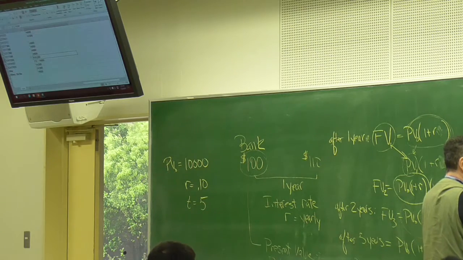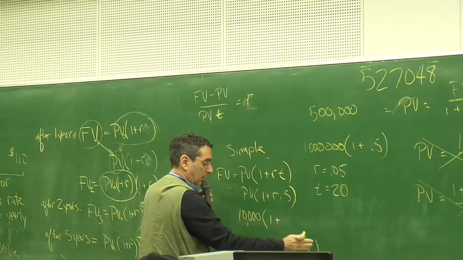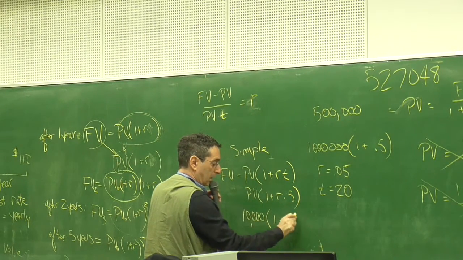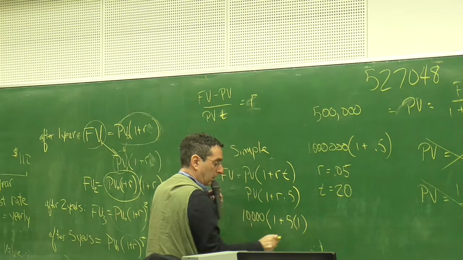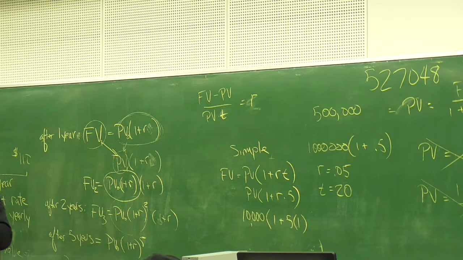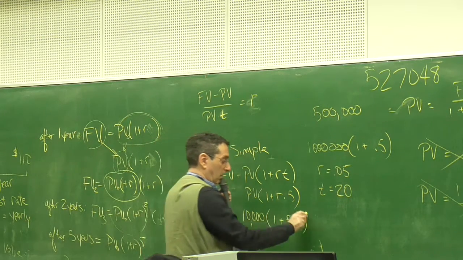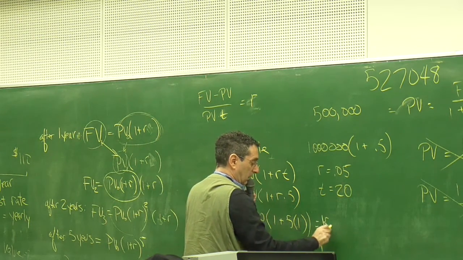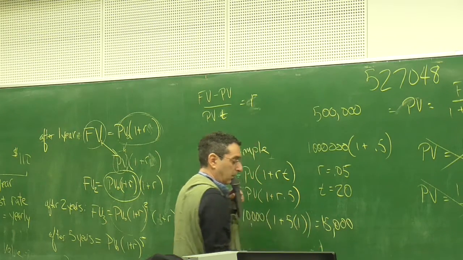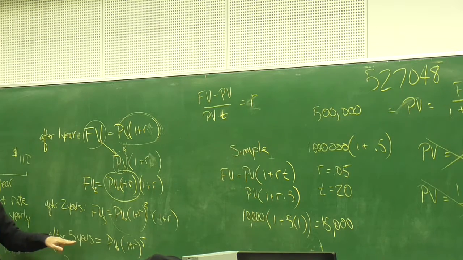So this is 10,000 times 1 plus 5 times 0.1. Right? So that's $15,000, right? Okay, so if we just do it the simple way, we get 15,000. Everyone agree with that? Okay, now hopefully this is going to give us a bigger number.